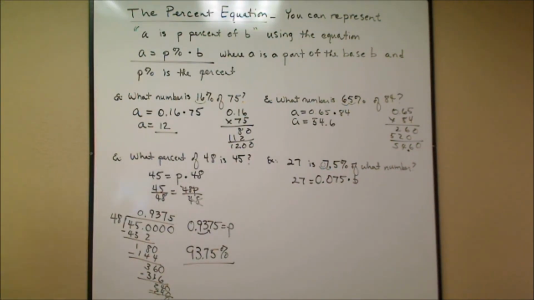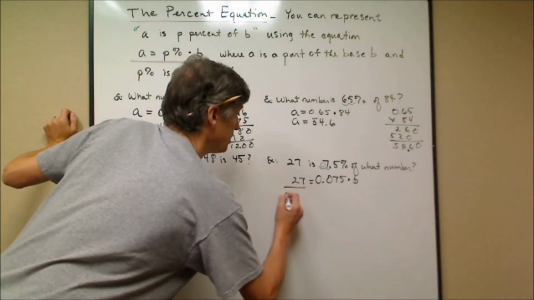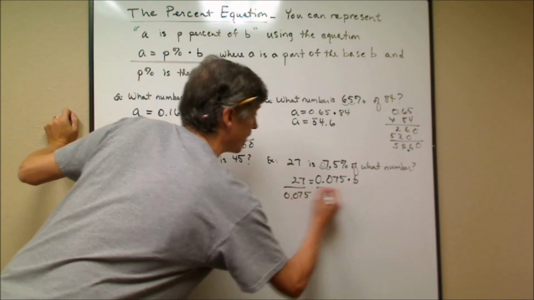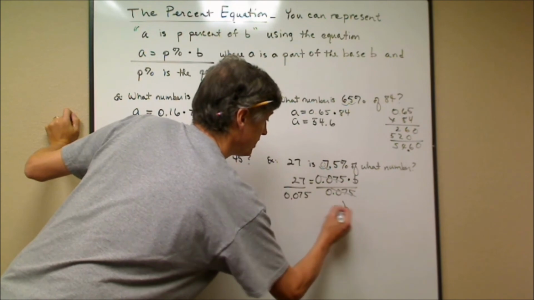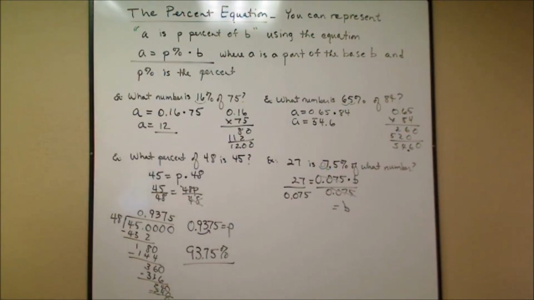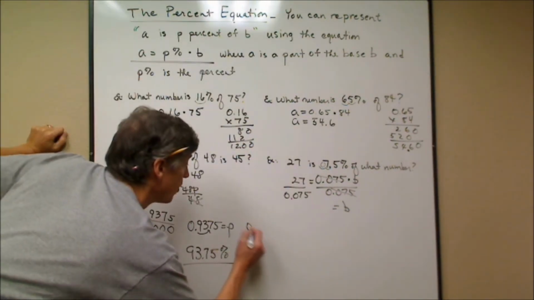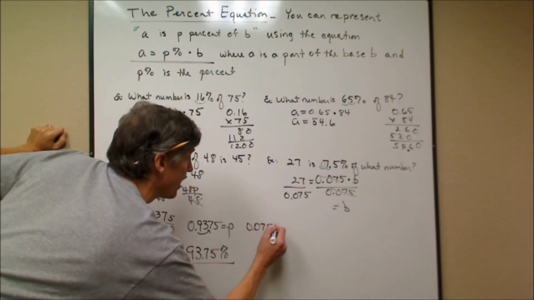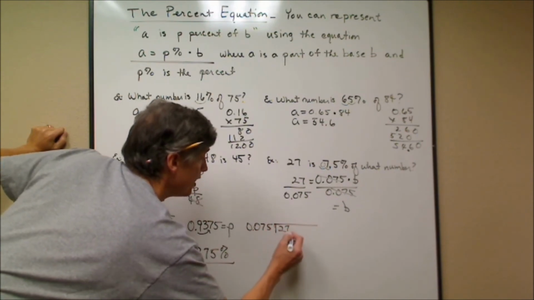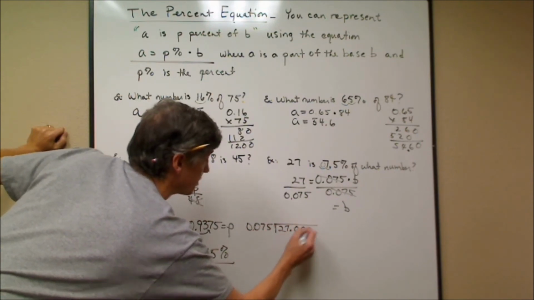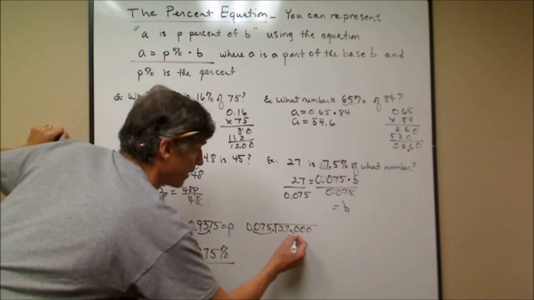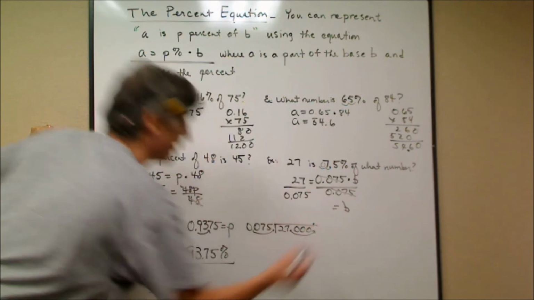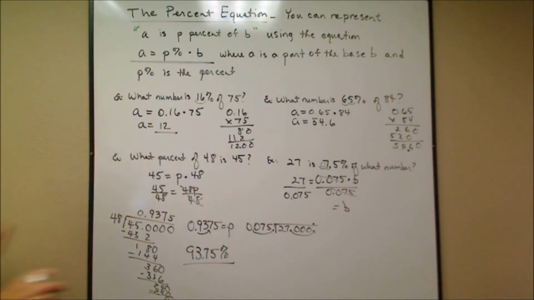I'm going to divide both sides by 0.075, and I get the base is equal to, yikes, look at the arithmetic I got going here. 0.075 into 27. I'm going to have to add a decimal point and probably some zeros because I got to slide this one 3 places to the right. So I'm going to have to slide this one 3 places to the right. I may need more zeros, we'll find out.